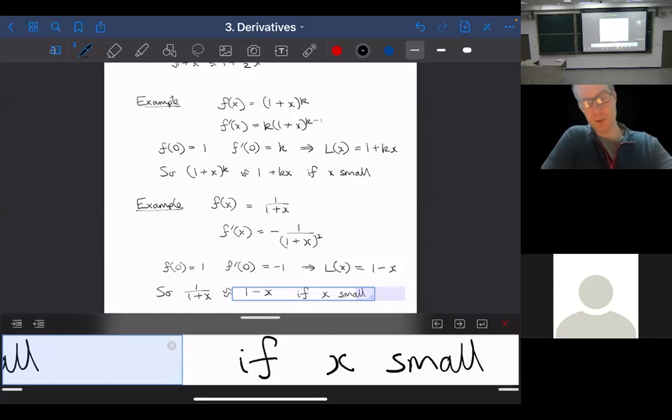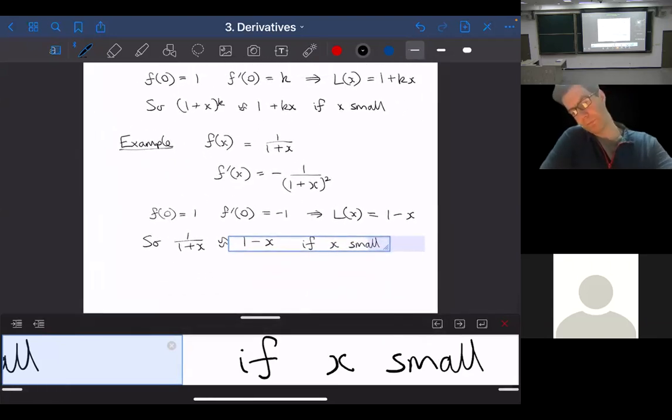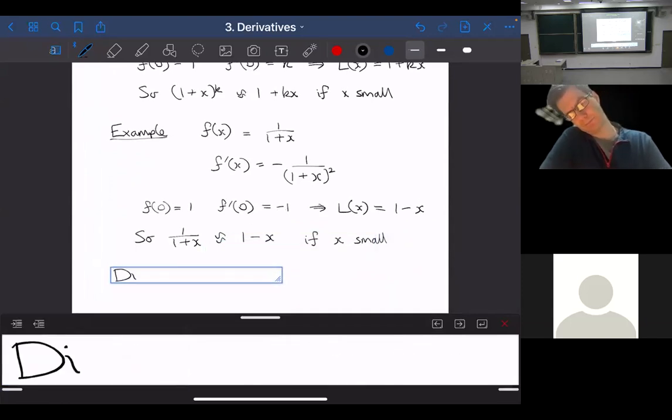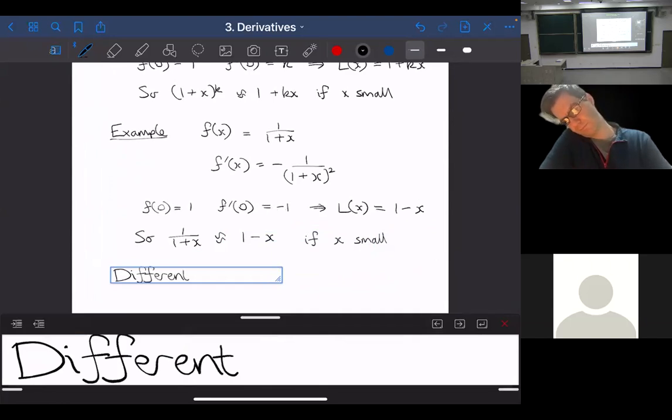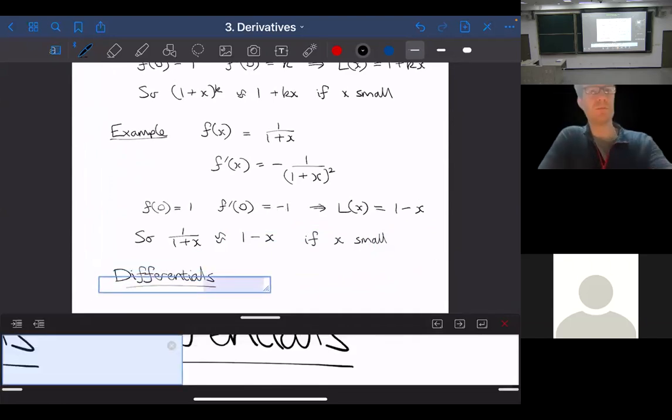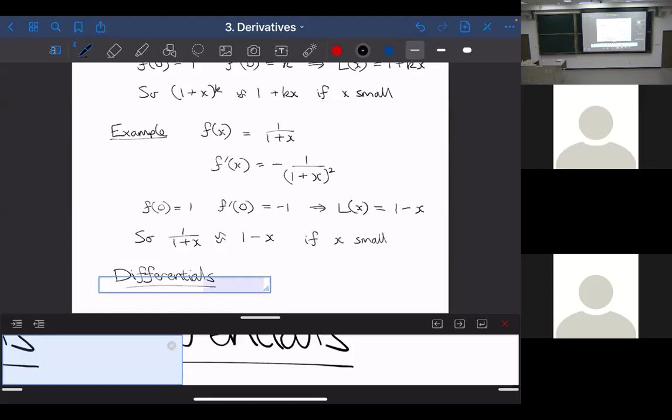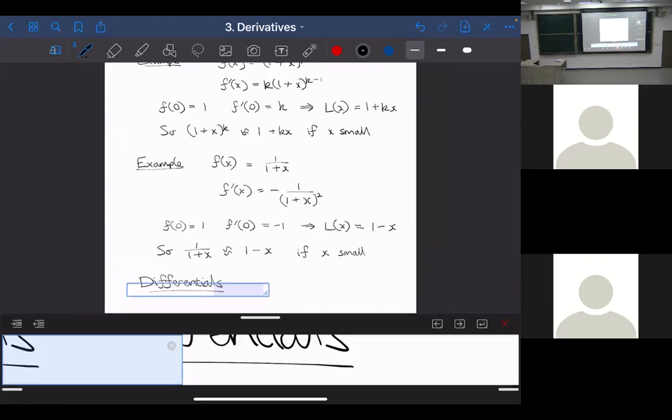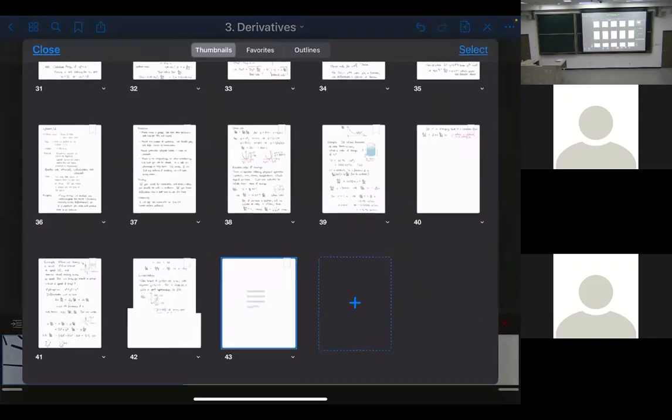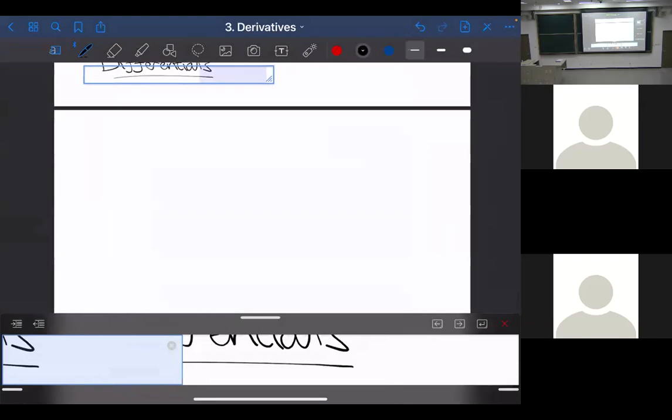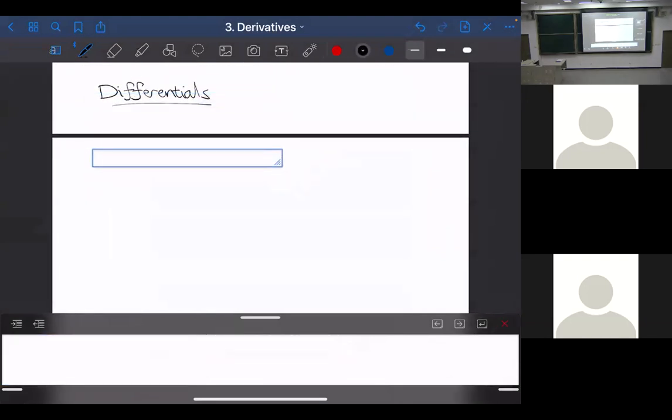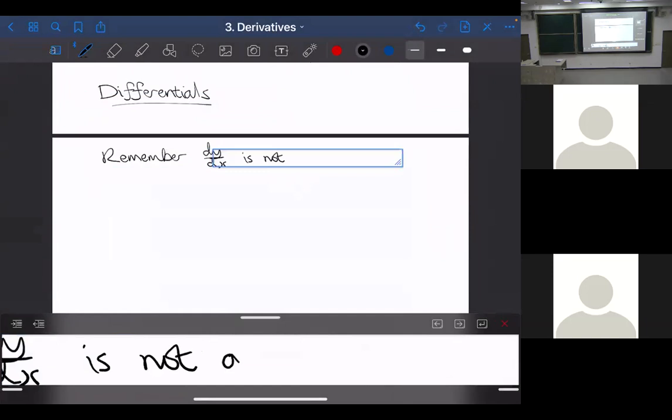So another useful tool for working with small changes are differentials. So let's define these. So remember, dy by dx is not a ratio. So it's not one number divided by another.